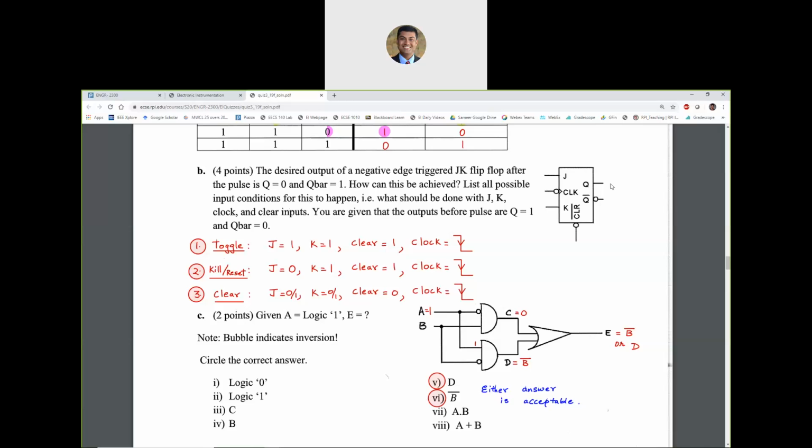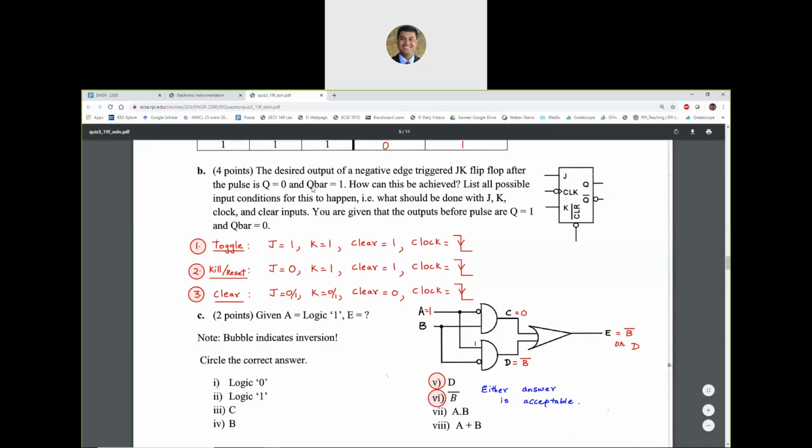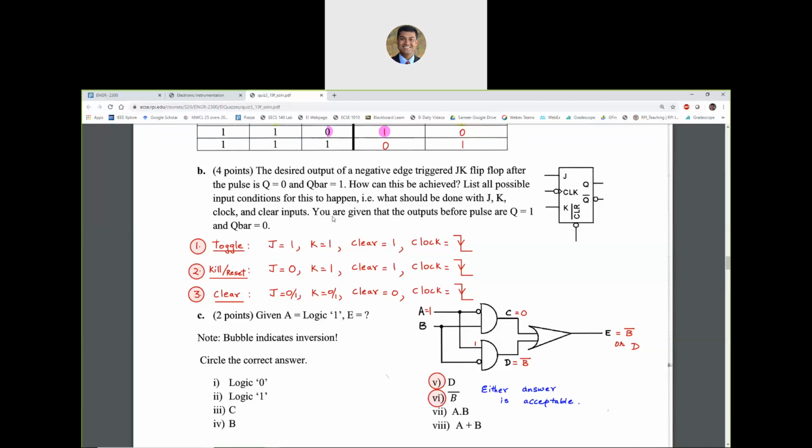I want to make this 0. That means I want to toggle it. And I can do that by using the toggle state. In toggle state, I have J as 1, K as 1. I'm going to make sure that my clear signal is 1, which means that I don't clear my flip-flop. And then the moment I have the negative edge on the clock, I will have achieved my desired output. So using the toggle state is one option. The second option is to kill or reset. This is independent of the previous state. So I can make J 0, K 1, kill is 1, reset it. Clear is still inactive, so it is 1. And the moment I have the negative edge on the clock, I would have obtained the desired output.